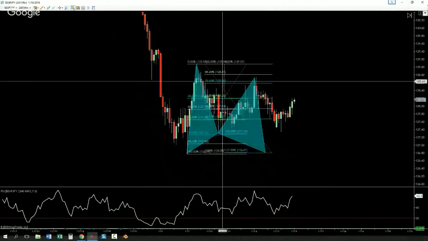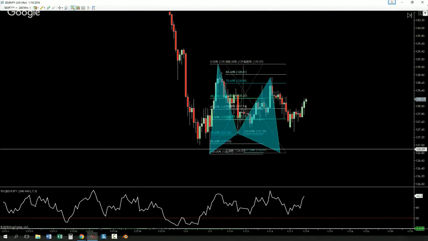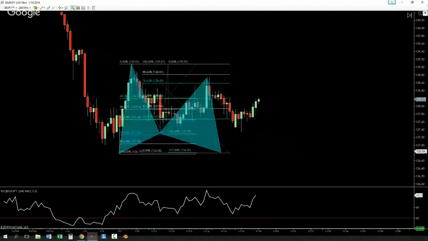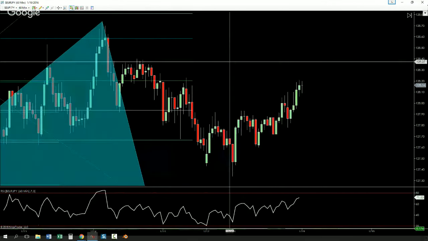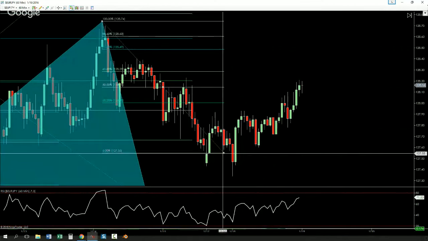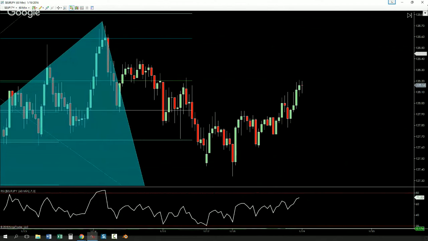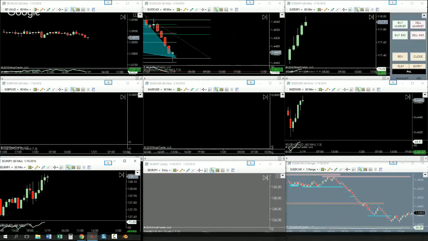240, that Gartley pattern that we have from last week, it's still valid. Looks like price is just playing around that area. Let's go down to 60. Okay, nothing there.